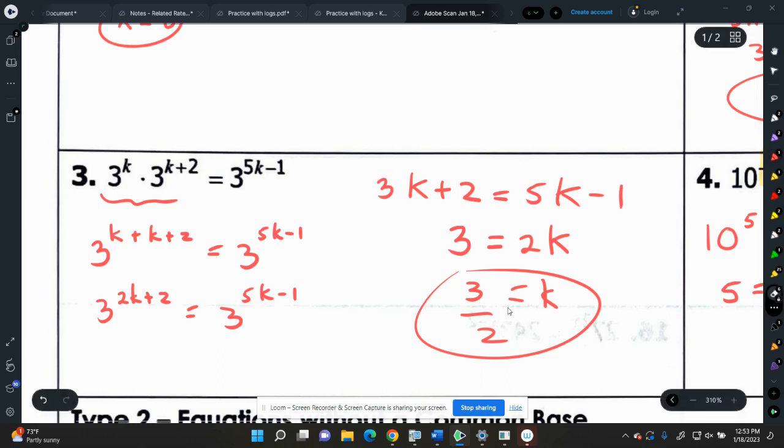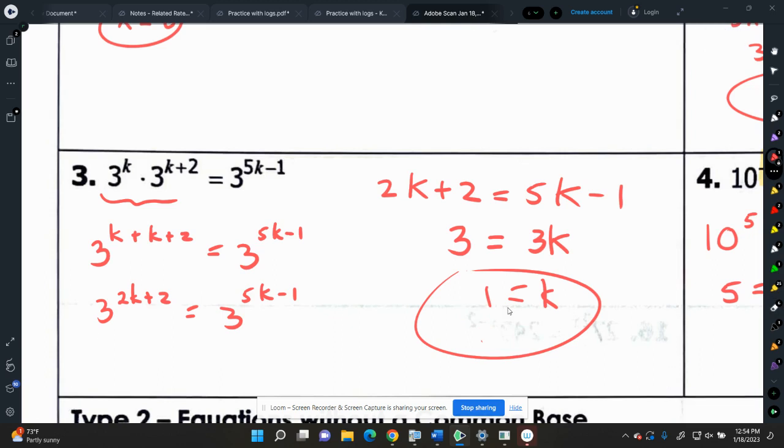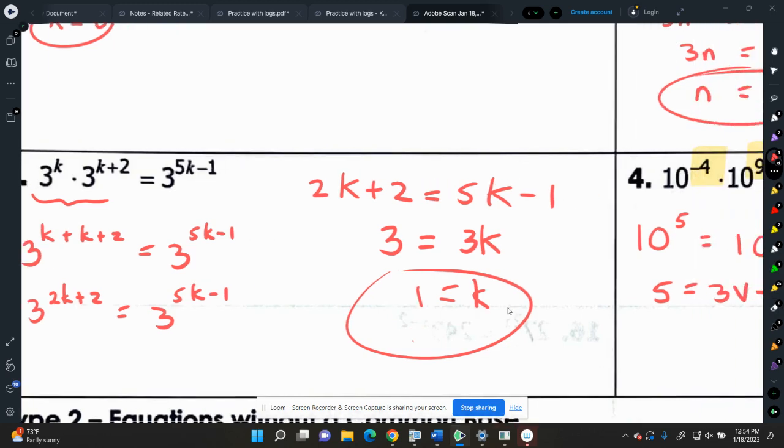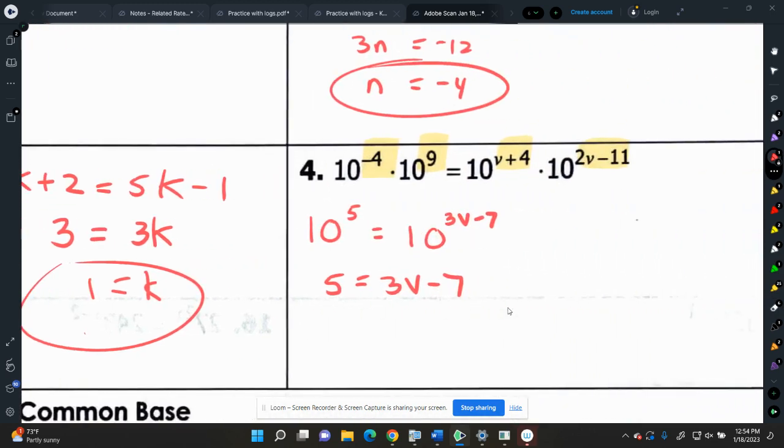I hate that when I make a mistake because it makes me look so dumb. Okay, 2k. I was just testing you. Good job, guys. You caught it. So k equals 1. Kind of ruins the whole boom, we're done thing, doesn't it? Make sure you check my work.